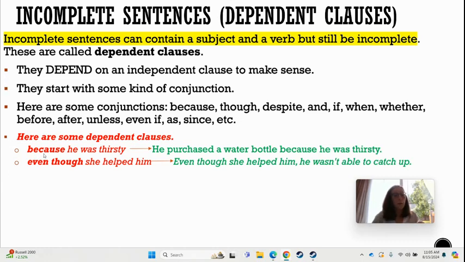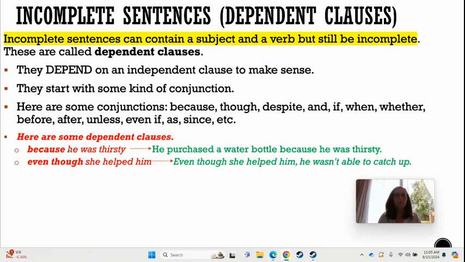The first one is, because he was thirsty. So first and foremost, ignore the word because. We have he was thirsty. Those three words are a complete sentence. We have our subject and we have our verb, right? It's a complete thought. When you add the conjunction of because to the start of it, it makes the thought incomplete. And to understand this, you kind of have to hear it on its own.